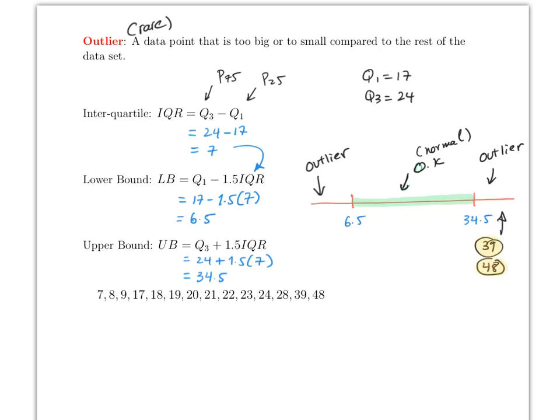As you can see, this is very, very simple. And also notice that everything goes back to finding P25, P75, and P50. The whole section relies on that. All right, so that's the end of 3.3.